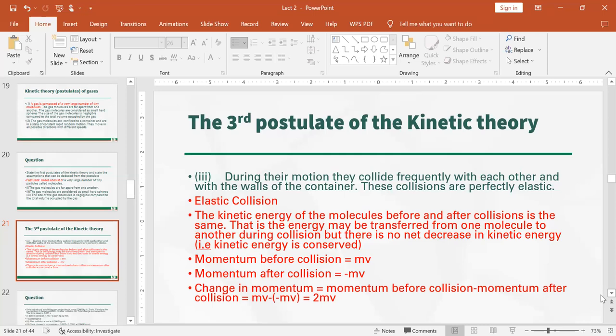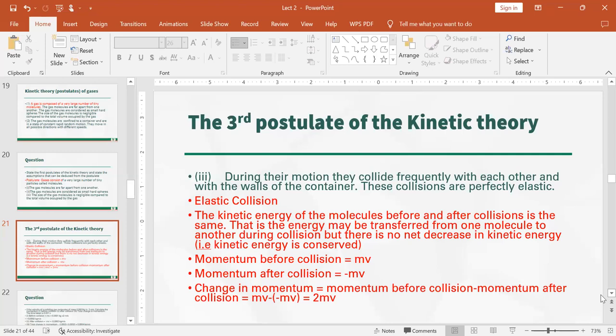So when it is moving, the momentum is equal to mass times velocity, that is mv. After collision, the gas will return. That means we say that the momentum before collision is the same as the momentum in the opposite direction. We now have minus m.